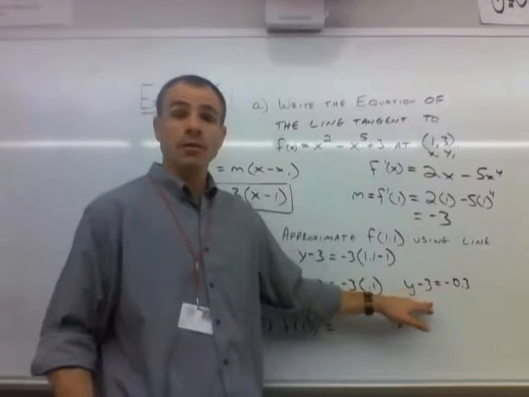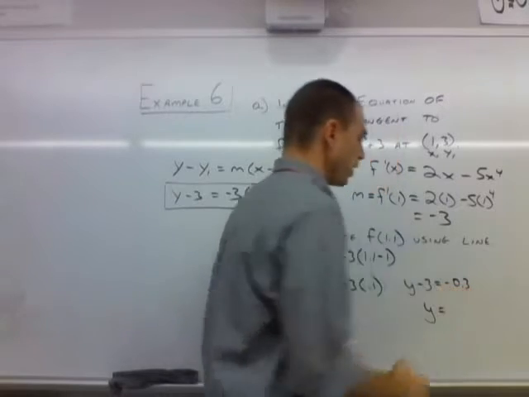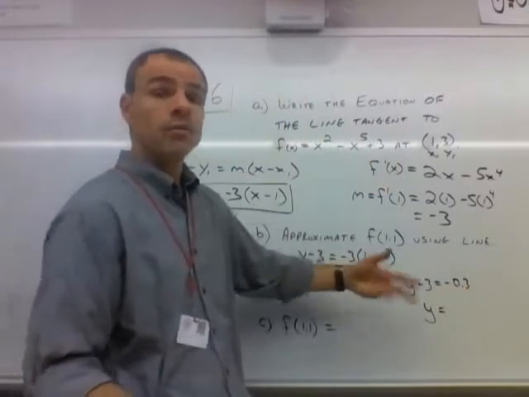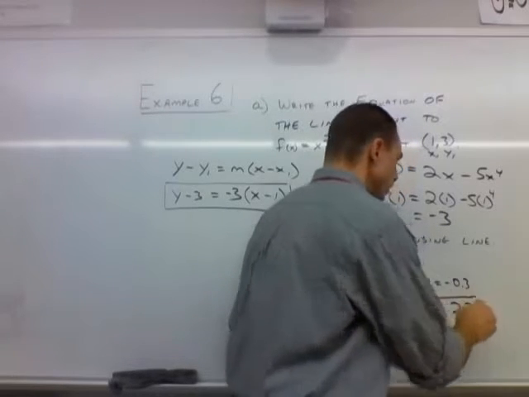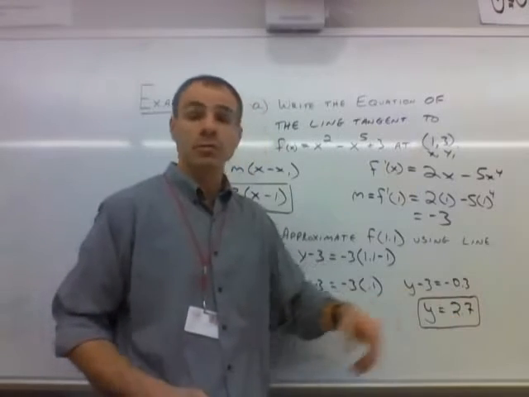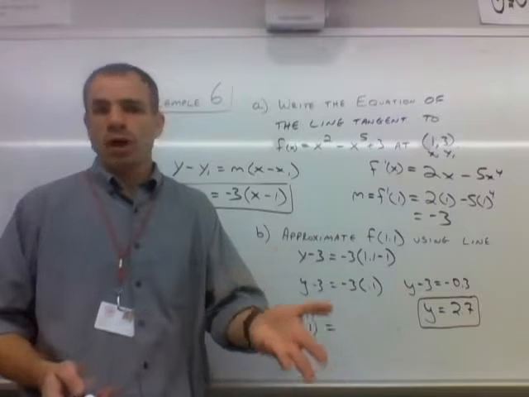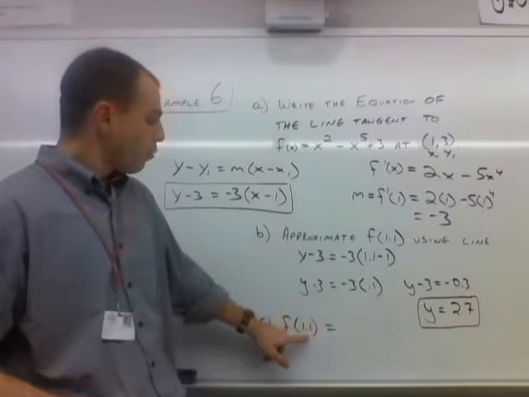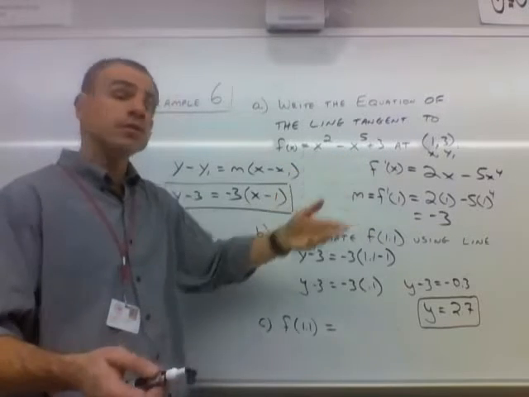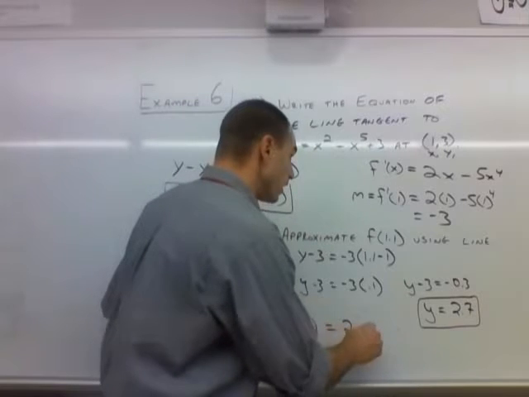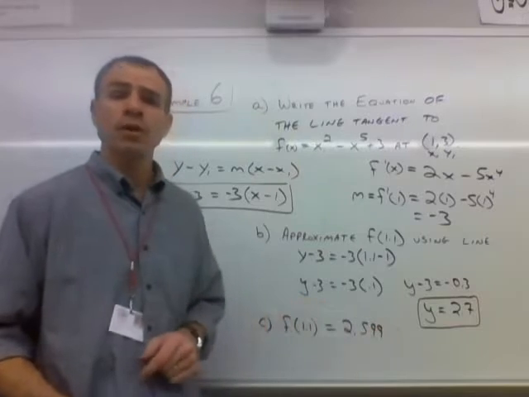So y minus 3 equals negative 0.3. Okay, that's what happens when we multiply those two numbers. Now we got to get y out by itself, so we add 3 to both sides. So y is equal to negative 0.3 plus 3, which means we're going to get 2.7. That's our approximation. The function should approximately be equal to 2.7. Let's see what it's actually equal to. I need you to take out your calculator right now. You can pause the video and plug 1.1 into the function. What do you get? Well, if you punched it in, you've got 2.599. Call it 2.6. So the actual value is 2.6.